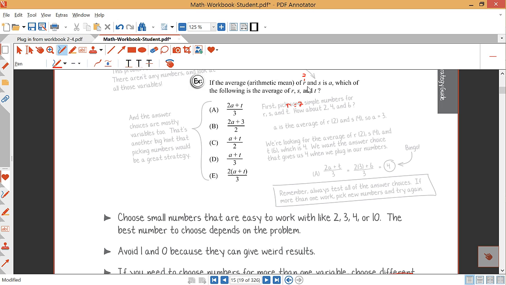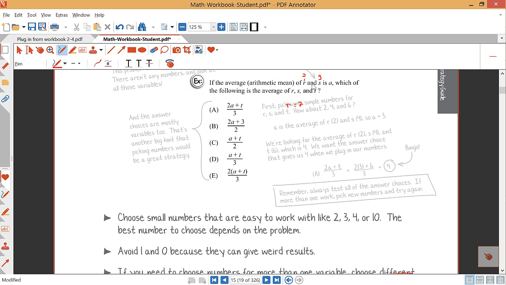So I've got R as 2. Now, I want a next number for S. I don't want 2, we don't want repeat numbers, but we're looking for an average. Now, if I chose 3 here, if I chose a 3 for S, which I could do, but I might not want to, I'll put 3 here as a possibility.